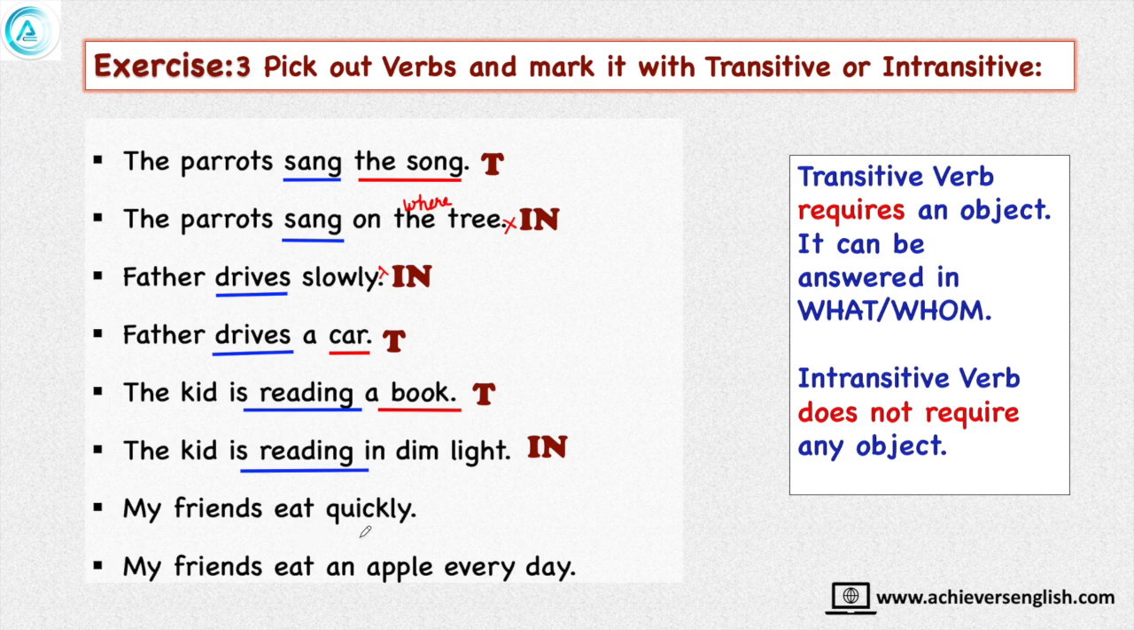My friends eat quickly. My friends eat an apple every day. Quickly is not the object. It is adverb. But in this sentence, my friends eat what? An apple. Therefore, this is intransitive verb and here it is transitive verb.